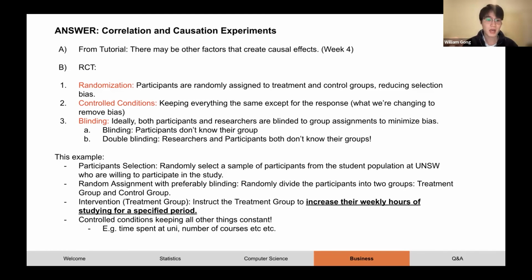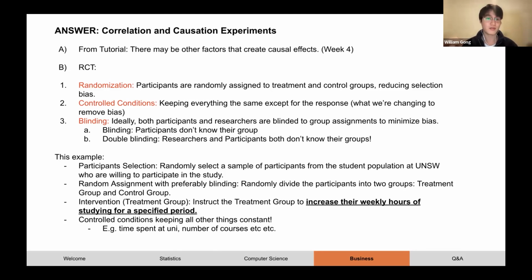In this case, how we can set up an RCT to create a causal study for this question is participant selection. So randomization: first of all, selecting a sample of participants from the student population and randomly placing them into two groups, treatment and control. Next we create a controlled condition, keeping everything constant and asking the treatment group to increase their weekly hours of studying. In this case, we can't really create blinding, because once we place someone into the control group or the treatment group, they will know which group they are in because we're asking them to increase the amount of hours studied.